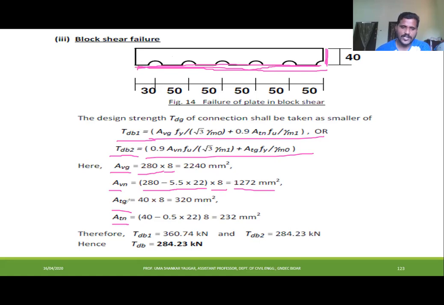And similarly, we need to calculate ATG. T means tension, G means gross area. Gross area due to the tension, and this is the tensile plane. This is 40 into thickness. How much is it? 40 into thickness 8 mm, 320 mm square.